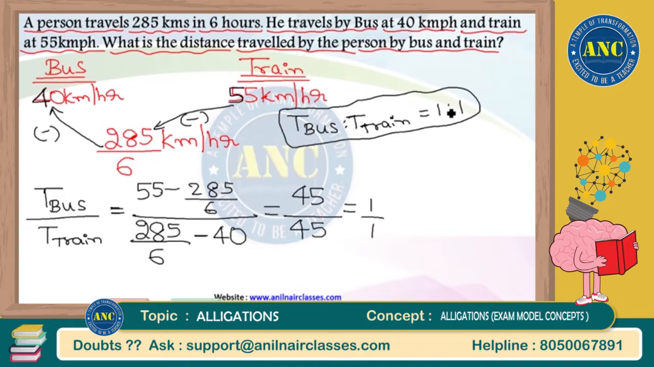What is the meaning of equal ratio? Total time taken is 6 hours. It is given in the question. Equal ratio means in the bus he will take 3 hours of time. In the train also he will take equal time of 3 hours. But the question is not asking you to find the time taken in bus and train. They are asking you to find the distance traveled in bus and train.